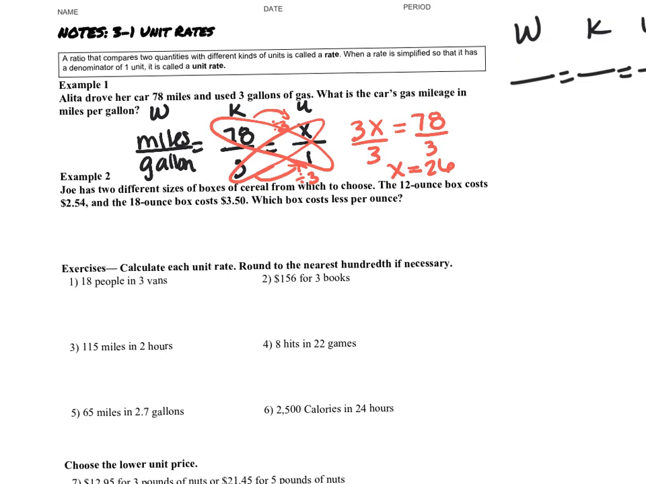Sometimes it's not going to be as simple. In unit rates it's a little bit easier. But in other ones where you're getting a proportion and solving, it might not be so easy. Yes? Did you just put the 1 down? What? Did you just add the 1?